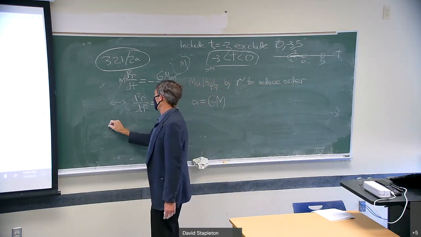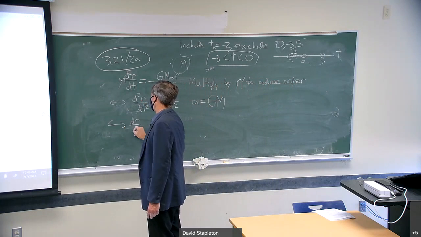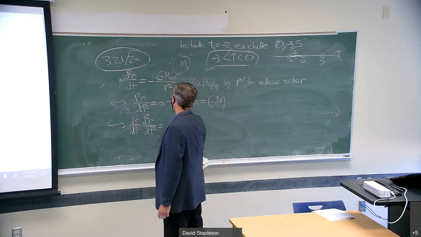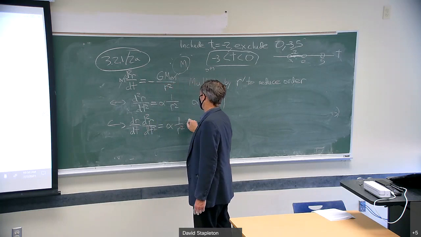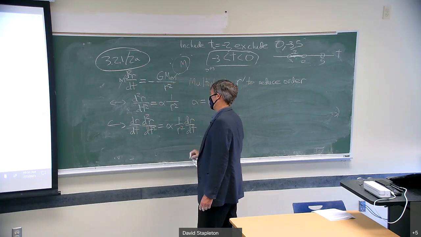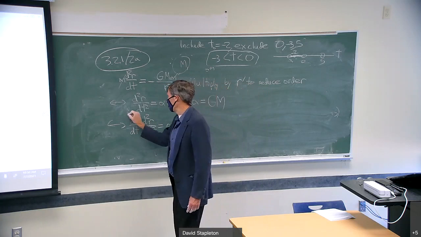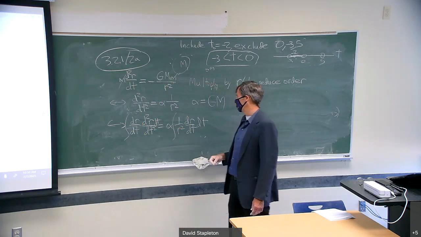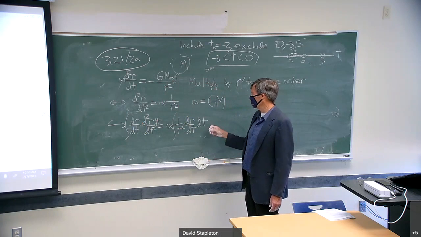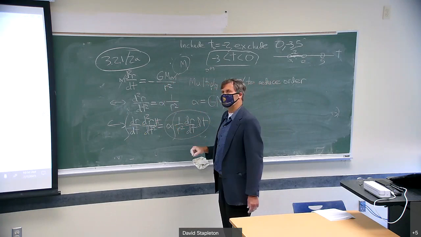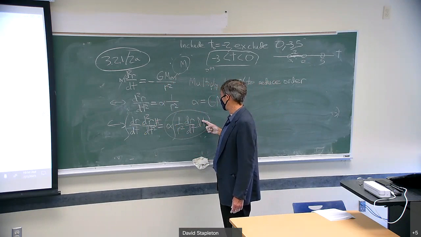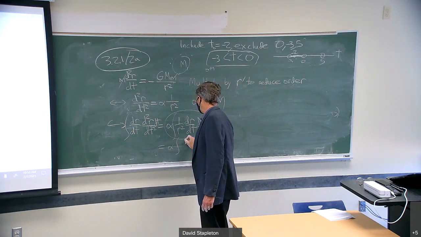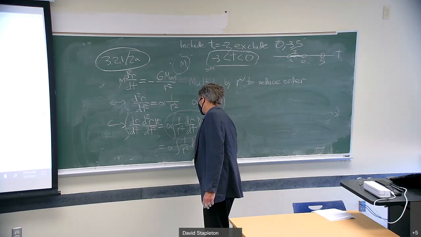Now I multiply by r prime, and I get dr dt times d squared r dt squared equals alpha times 1 over r squared times dr dt. And then I integrate. You multiply by dr dt and integrate. Put the constant alpha outside. What do I do with this one? It's a u substitution, right? It's an r substitution. Alpha times the integral of 1 over r squared dr by the substitution rule.